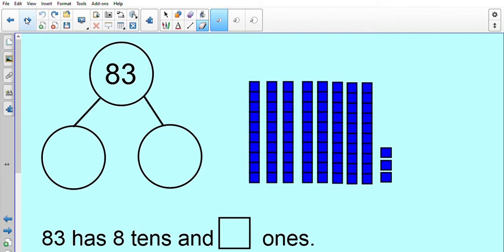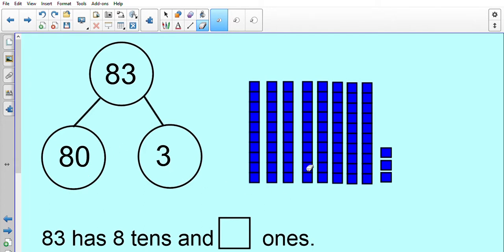It's in our part whole model and we're going to split it so we've got tens on one side and ones on the other. Have a think at what tens number you think could be here and the ones number on this side over here. There's more than one way of doing it, but we're going to look at one together today. So on this side we've got 80 and then we've got 3. So 80 is 8 tens and then we've got 3 ones.